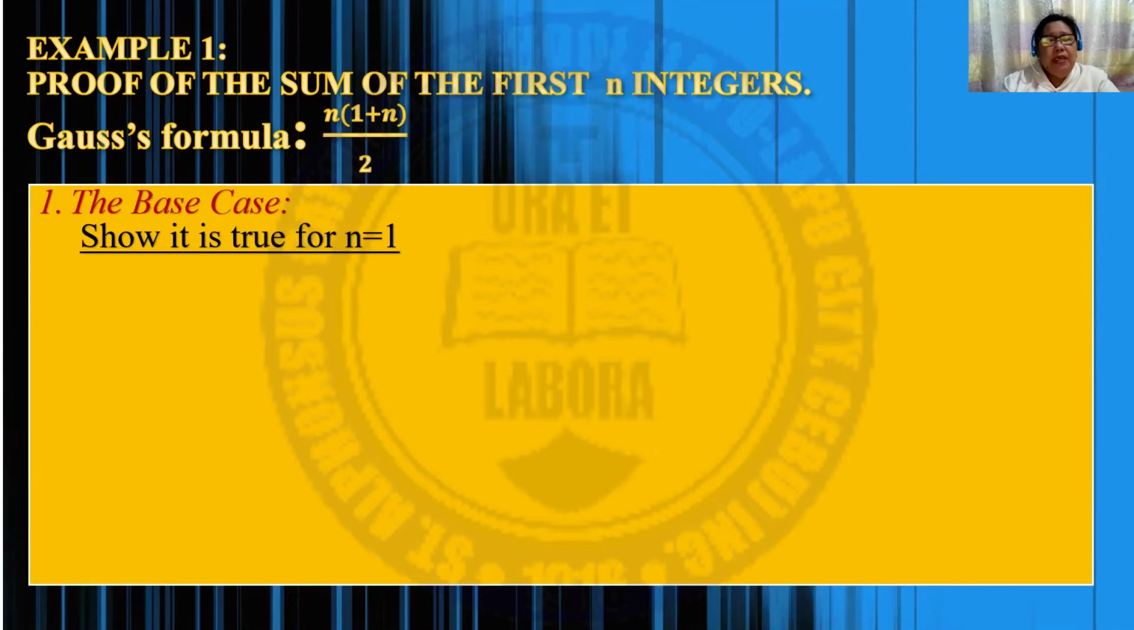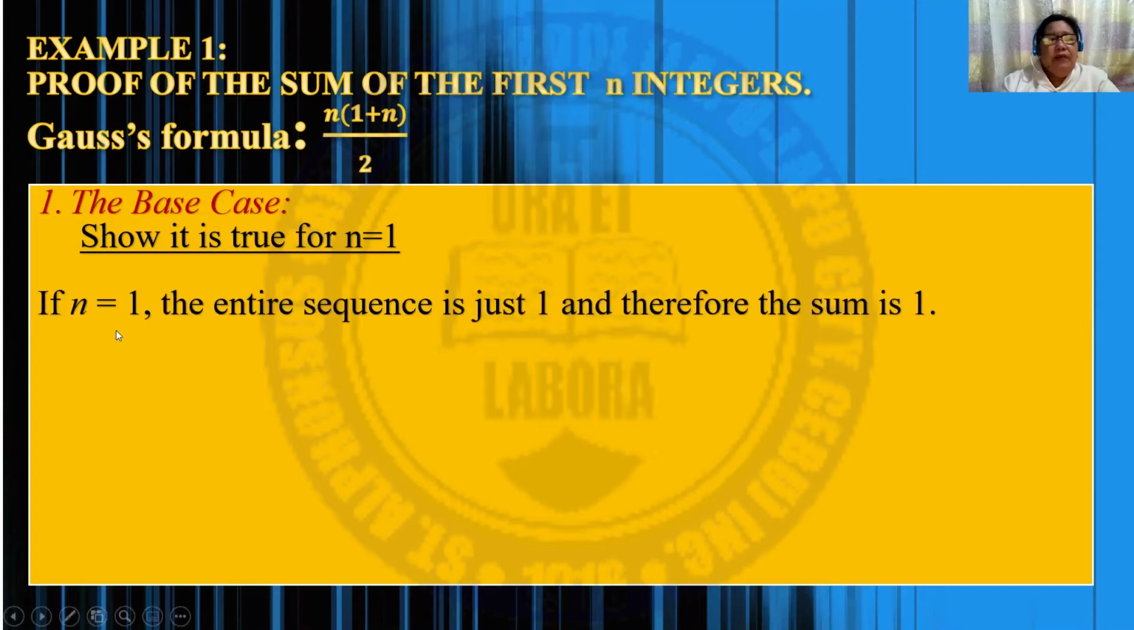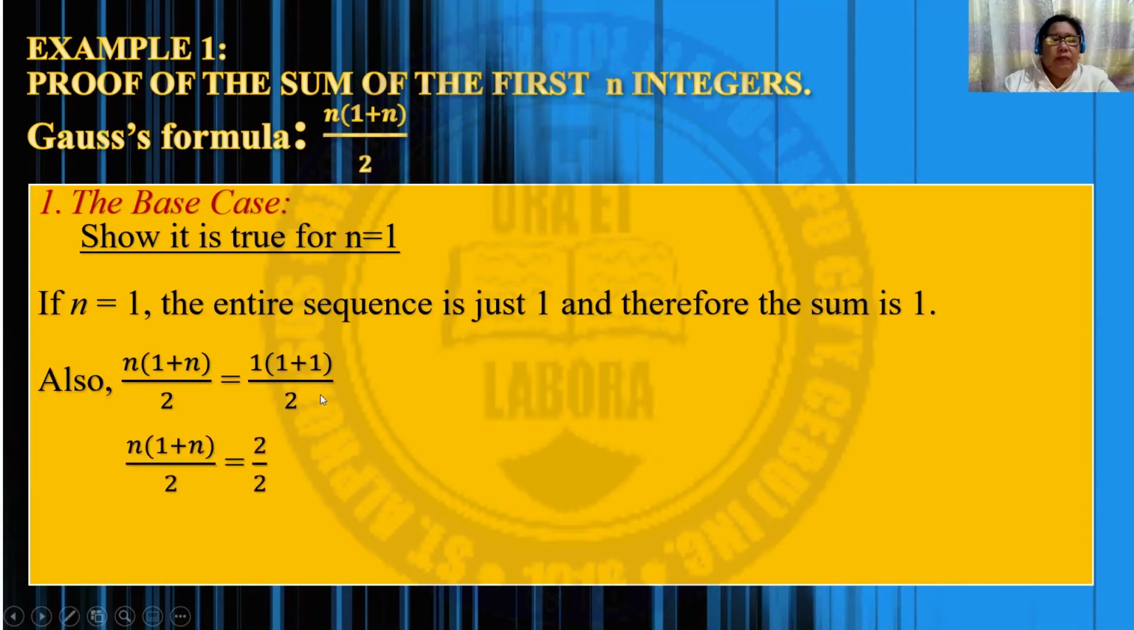For the first step, the base case, we have to show that it is true for n is equal to 1. So if n is equal to 1, the entire sequence is just 1, and therefore the sum is 1. So using this equation, n times the quantity 1 plus n over 2, all you have to do is to replace n by 1. So 1 times the quantity 1 plus 1. Then simplify. 1 plus 1 is 2, times 1 is 2, over 2, and 2 over 2 is 1. So this equation is equal to 1, which is true.